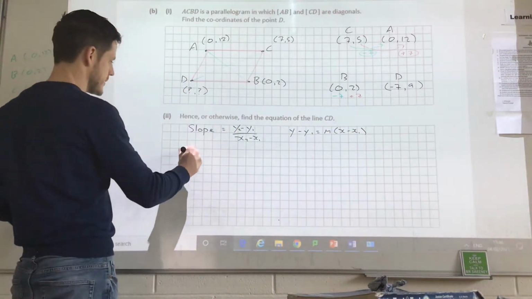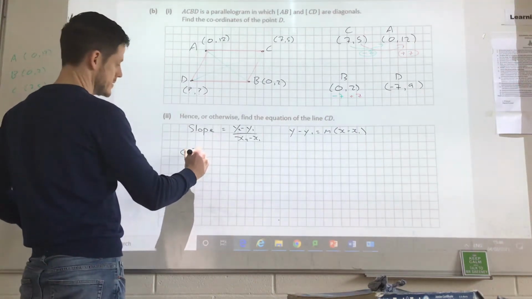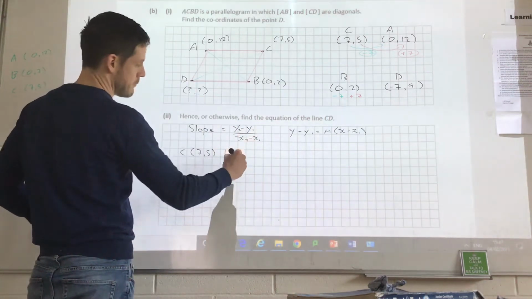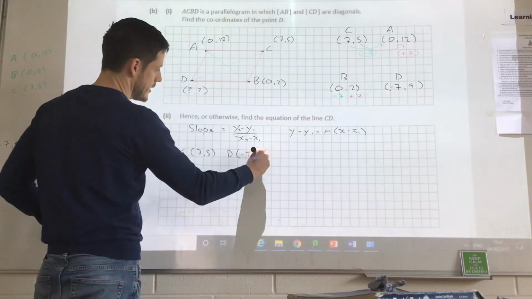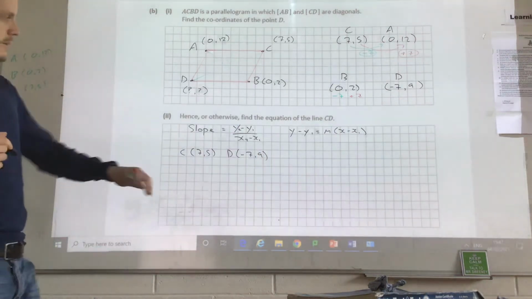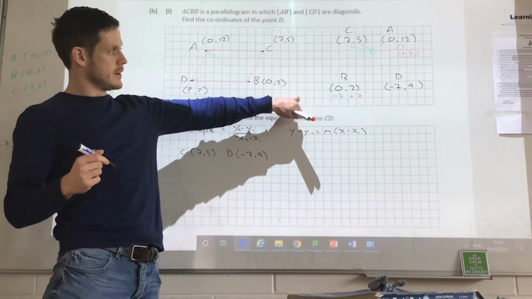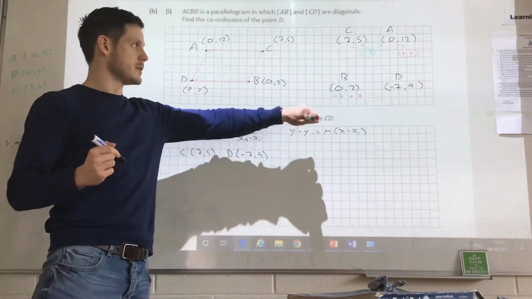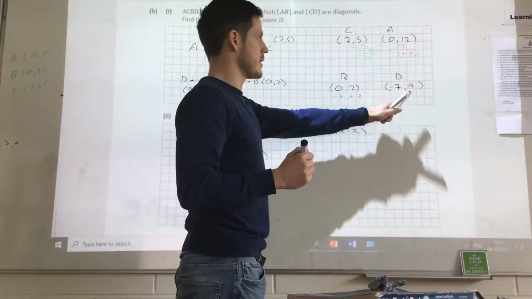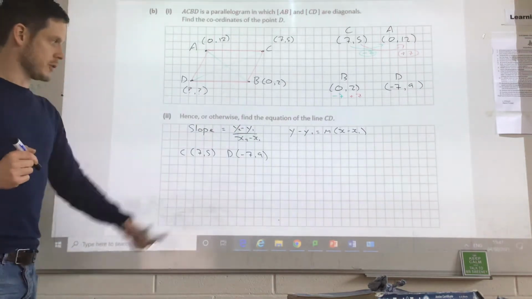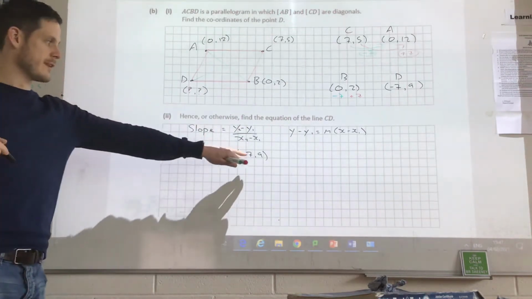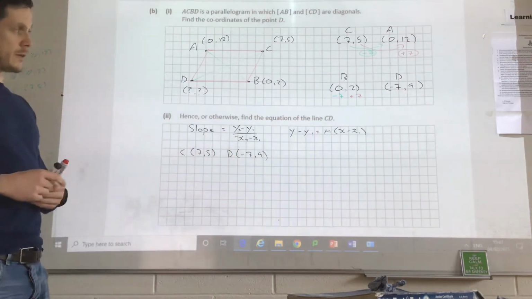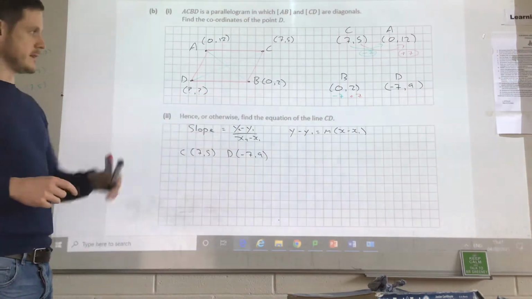So let's figure out the slope. I'm going to put down C, which is 7 and 5. I'm going to put down D, which is -7 and 9. Now, if you got this part wrong in this question, you don't get punished for it on the marking scheme. Just because you got this part wrong, it doesn't translate to this. You can still get full marks in this question. It takes whatever answer you have there, and if the workings out are right, then you won't be penalised at all. So always attempt every part.